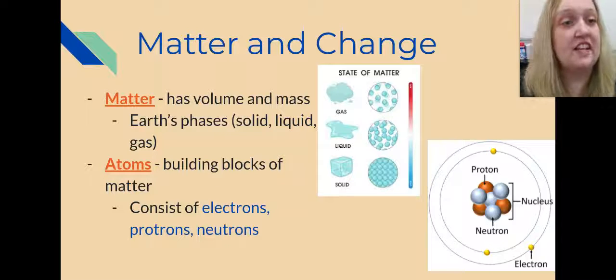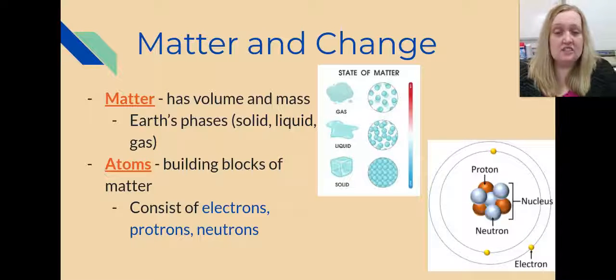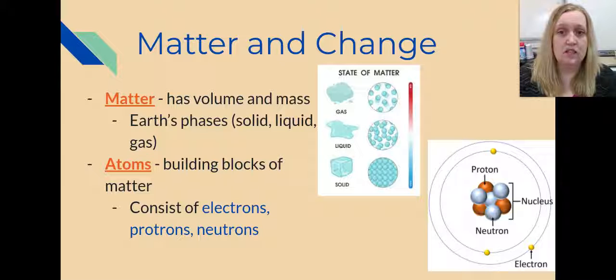Matter and change is our next big idea. Matter has volume and mass. Matter is going to deal with anything that takes up space. There are different phases of matter, includes solid, liquid, and gas, and we'll actually talk about the different phases of matter in a couple weeks.